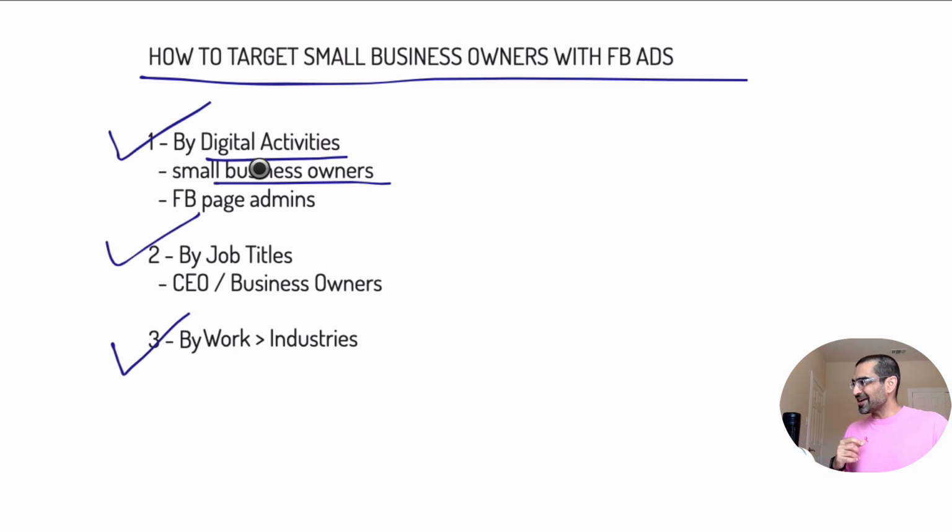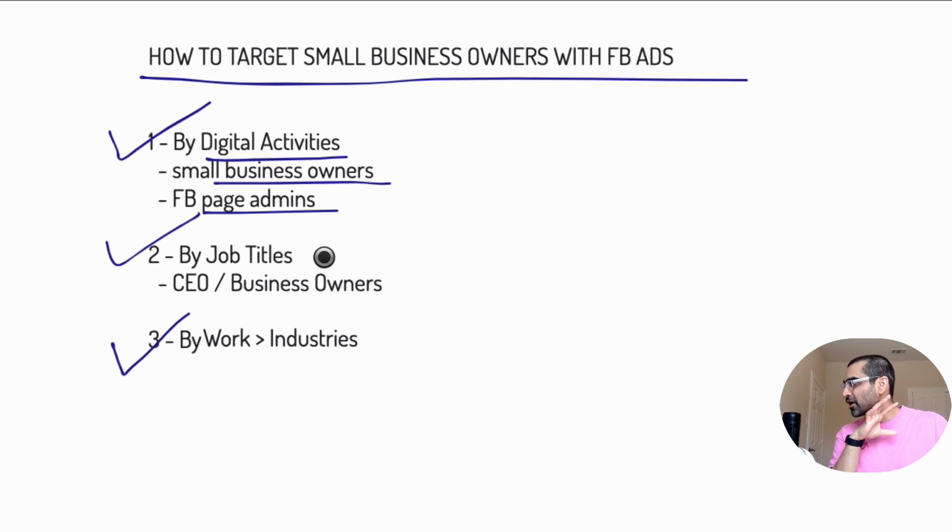Number two, inside the digital activities, you're also able to target people who are the admins of Facebook business pages. And guess what, if you are a small medium business owner, let's say I have a restaurant or maybe I have a furniture store in Dallas, Texas, there's a very great chance that I'm gonna be admin of my Facebook business page, right? So you can also target people with that.